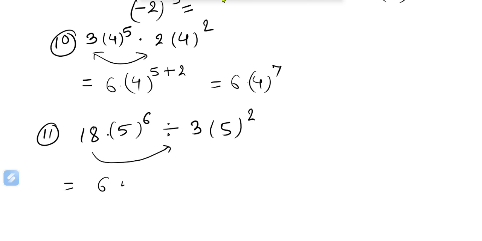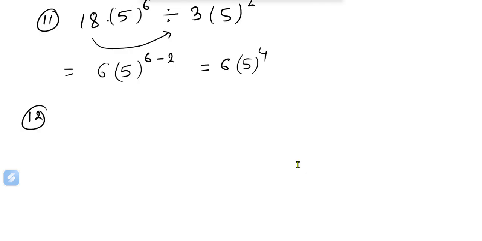So that means 5 is the base. And then we subtract 6 minus 2. Simply means 6 and 5. That has the power of 4.